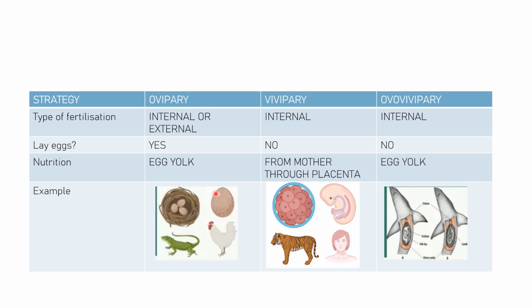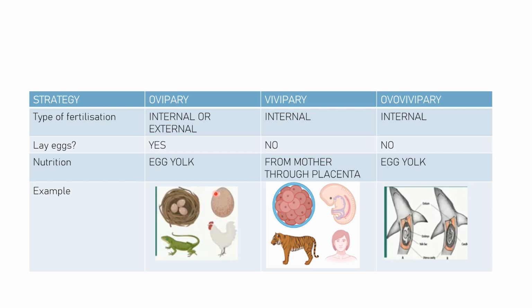If you have to think of vivipary, think of a human being. That's a very perfect example of vivipary. Okay, so think of what happens in a human being. Then with ovovivipary, the developing embryo gets nutrition from the egg yolk. So there's no placenta in ovovivipary. However, there is egg yolk that can nourish the developing embryo.